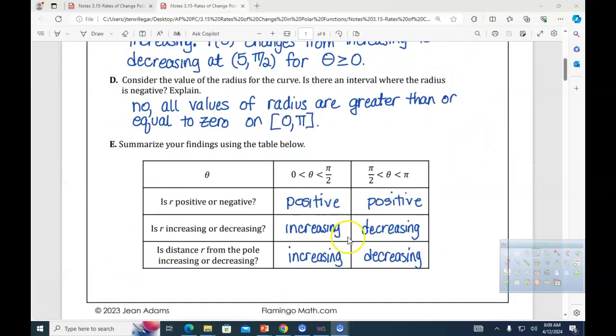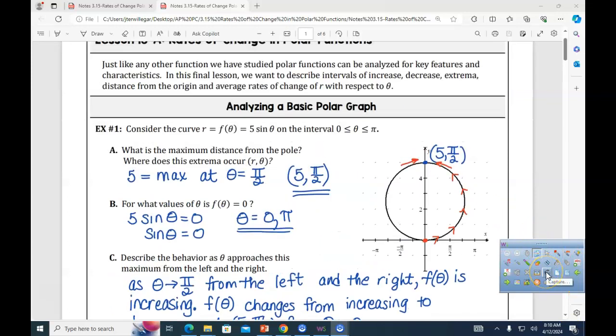Alright. So now this chart, hold on, I might be able to do something crazy. Nope.